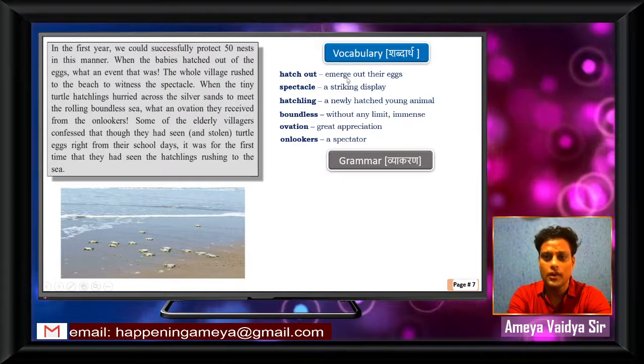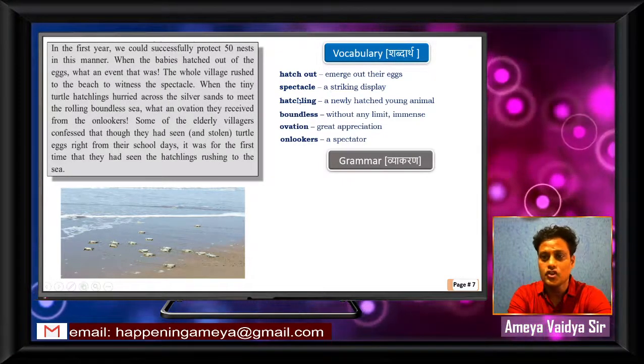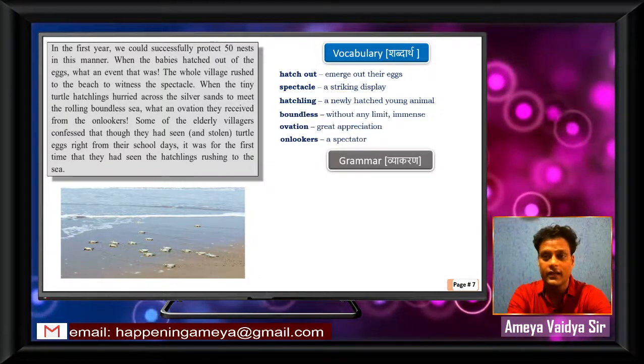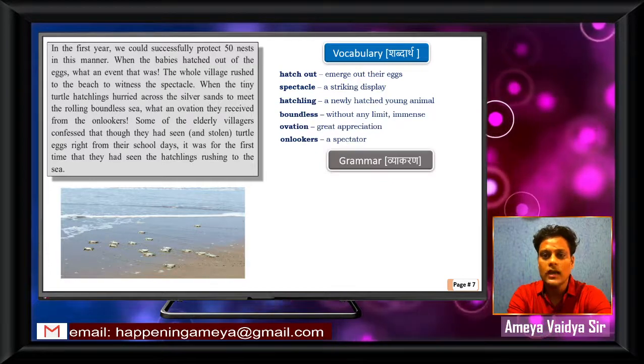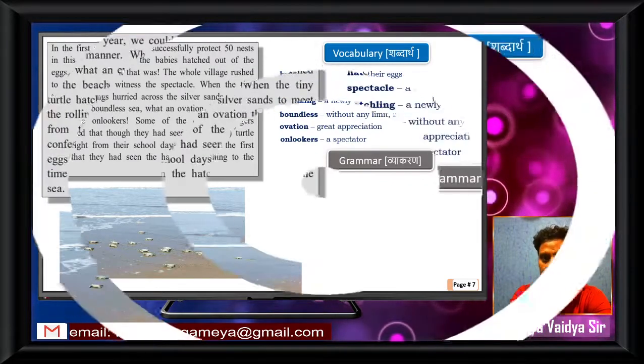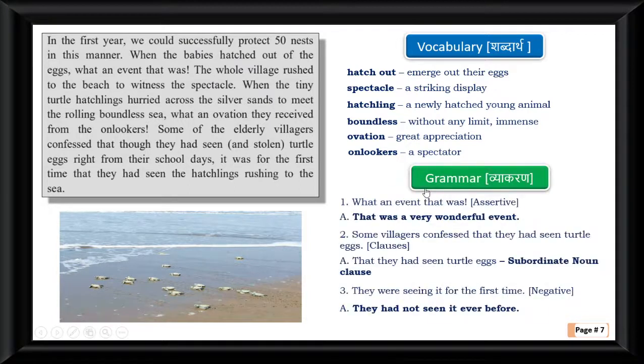Hatch out is to emerge out of their eggs. Spectacle is a very striking display, very scintillating. Then you have hatchling, I just mentioned that. Boundless is without any limit. Ovation is great appreciation. You appreciate, you applaud somebody, right? Ovation. And the last one is onlookers. That's a spectator.